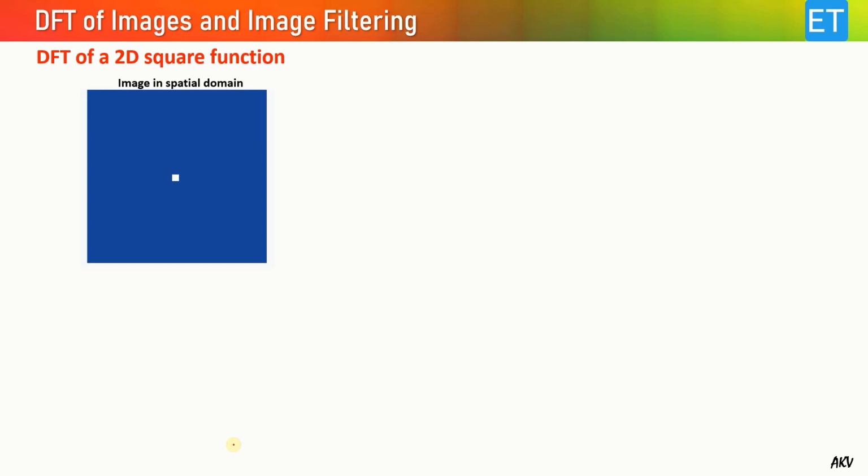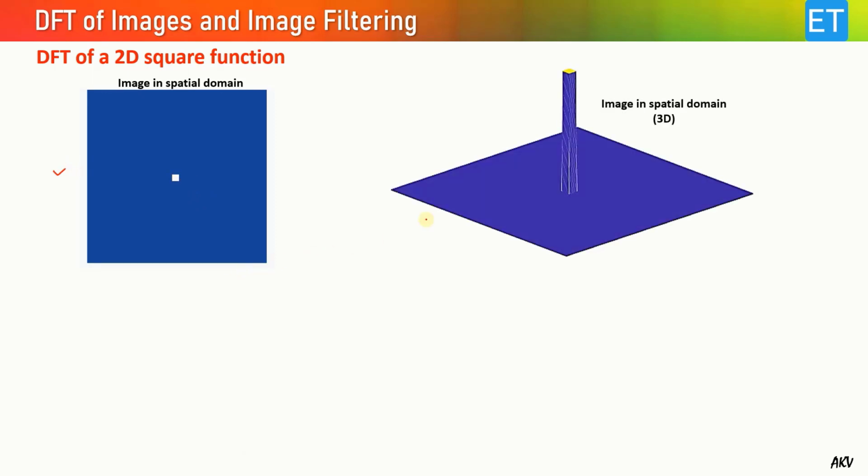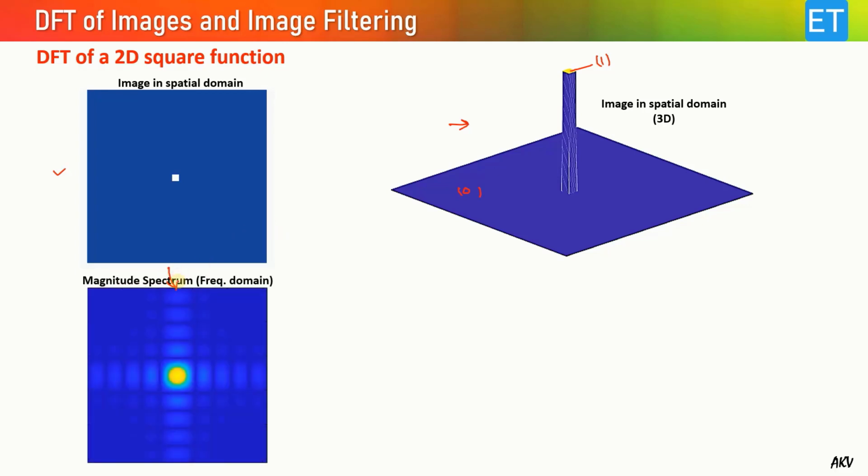So for this, I have taken one image. You can see this image which has one square function at the center, and this same image you can visualize in 3D. Actually this base is being represented by the value zero, and this top is represented by the value 1. So this is your simple square function in the spatial domain. And if you take the DFT of this image, you get this type of spectrum.